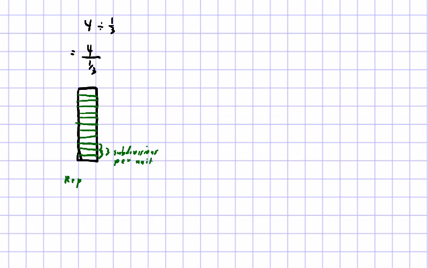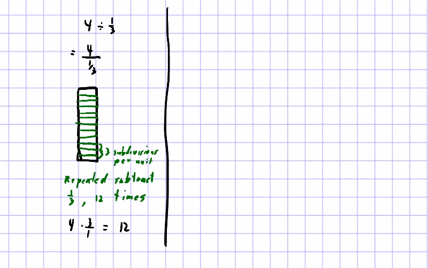So we could repeatedly subtract 1/3 12 times in this particular case. So once again, this seems to reaffirm that we could take the number of units, and instead of dividing by 1/3, we could multiply by its reciprocal, which would be 3/1, and we get 12/1, or just 12. Let's consider another example. Let's take 4 divided by 2/3.